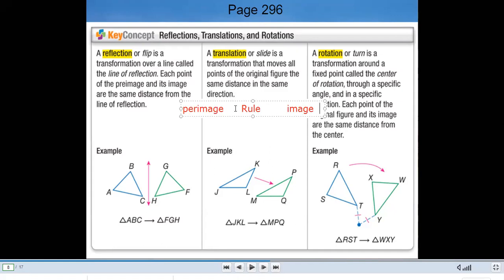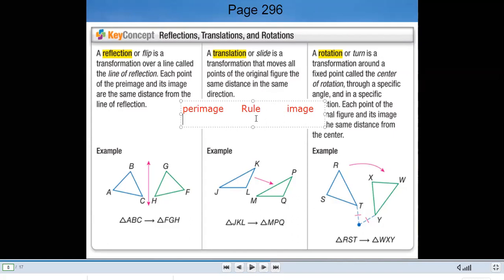What if you have the pre-image and the rule? What are you going to do to look for the image? We will add. Once you have the pre-image and the rule, you add. What if you have the image and the rule and you want the pre-image? You subtract. What if you have the image and the pre-image? Subtract also, and once you subtract, you start from the image. Did you understand me?